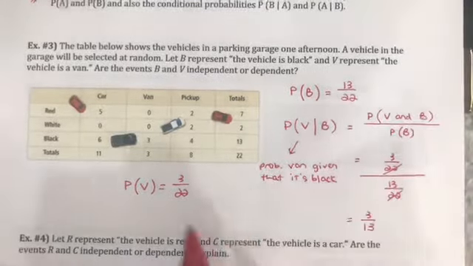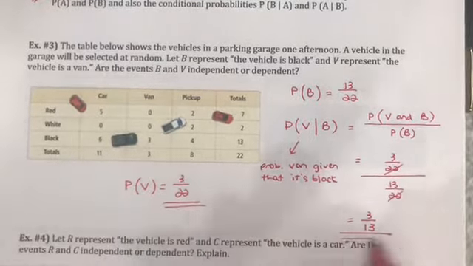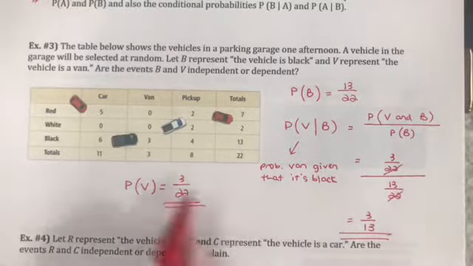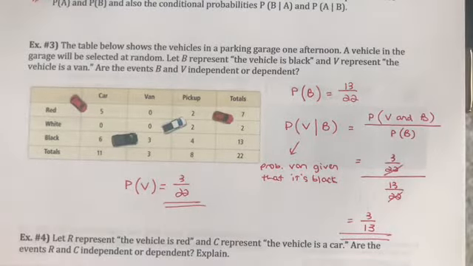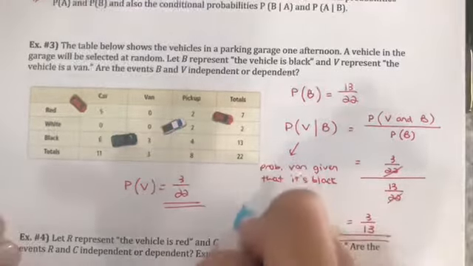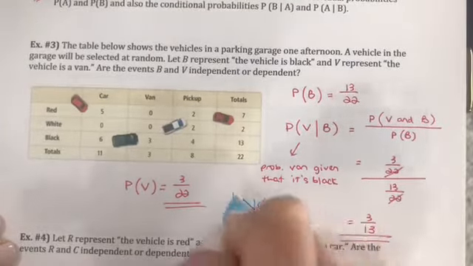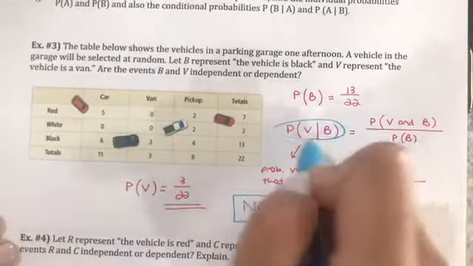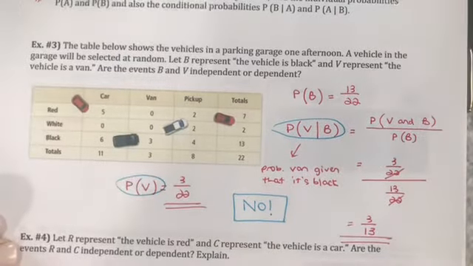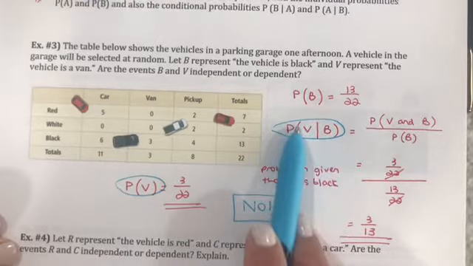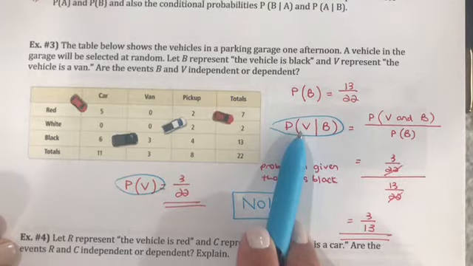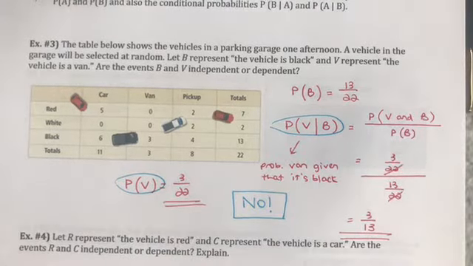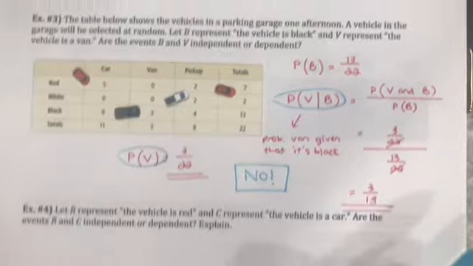So are these two the same? Notice they are not the same value, so we're going to say no. Reason being, these two are not the same probability. So what you're looking for is the conditional probability and the probability of just the first part on their own being the same.